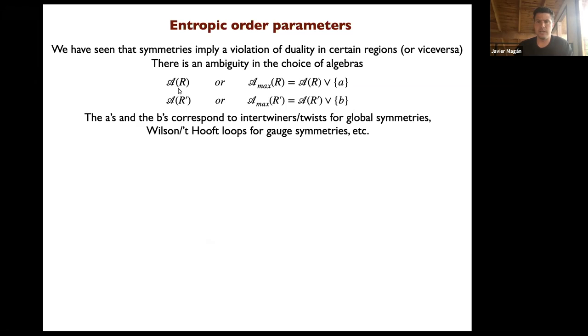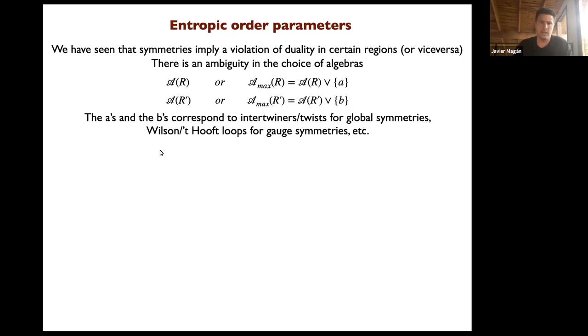So this is the subtlety that I think it's interesting to notice. We have the local algebra in the ring, but we have also the maximal algebras that contain the local ones, but also some non-locally generated operators. Now these A's and B's correspond to intertwiners and twists for global symmetries, Wilson and top loops for gauge symmetries, and so on and so forth.